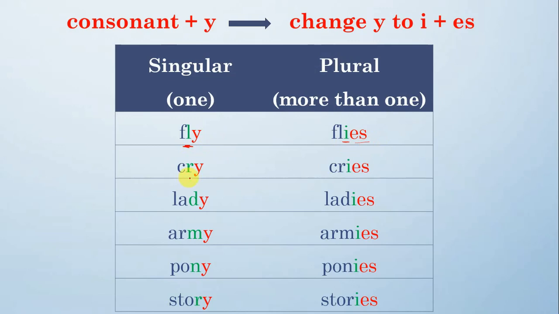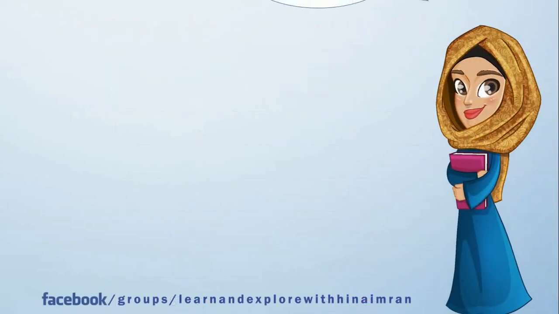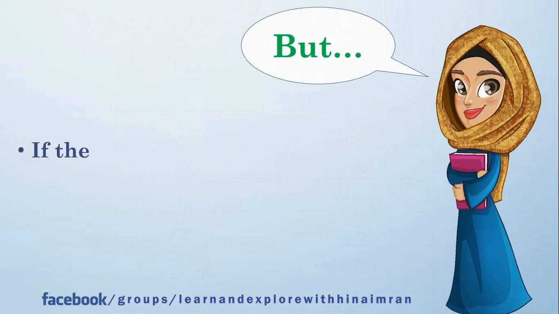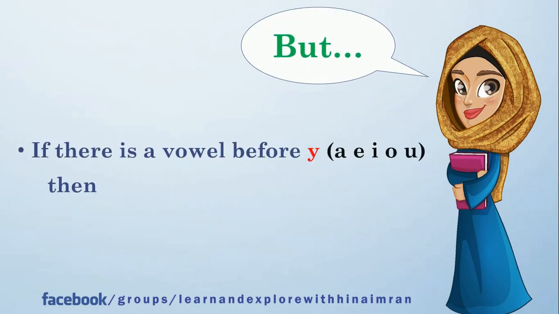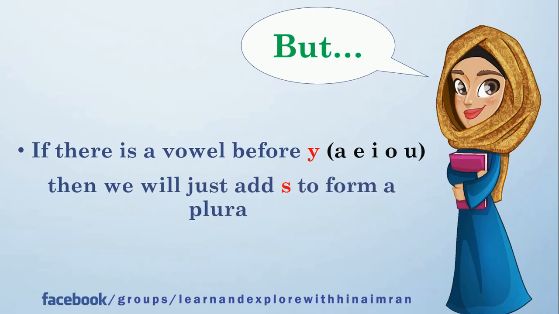Look at all the consonants. R is a consonant, D is a consonant, M is a consonant, N is a consonant, and R. They're all before Y. So when there is a consonant before a Y, then you will change the Y into I, and then you will be adding ES. But if there is a vowel before Y, what are vowels? A, E, I, O, U. Then we will just add S to form a plural.